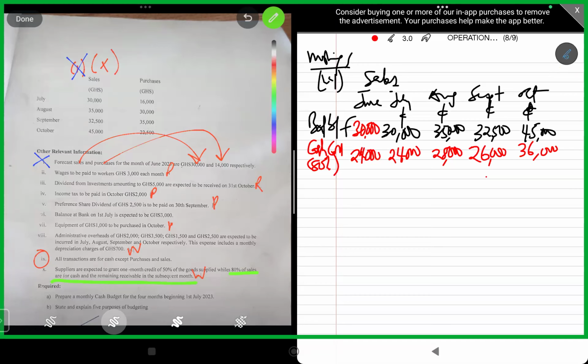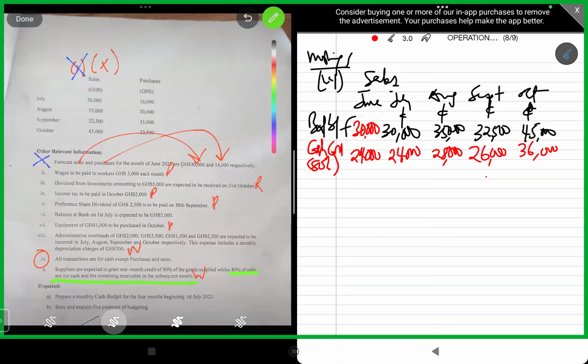Are you getting it? Yes, please. The balance is 20%. The balance in June will be collected in July. Then the balance in July will be collected in August. The balance in August, September. The balance in September, October. The balance in October, when? November. We good? Okay. So these are what is called cash collection policy. Cash collection policy. All right.